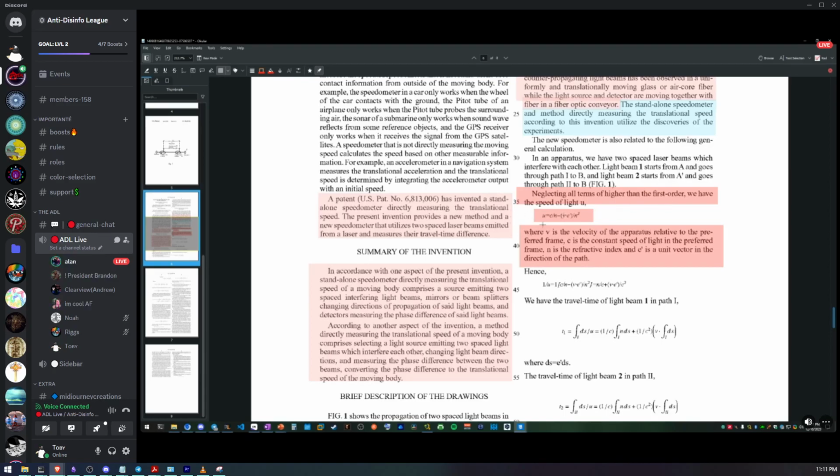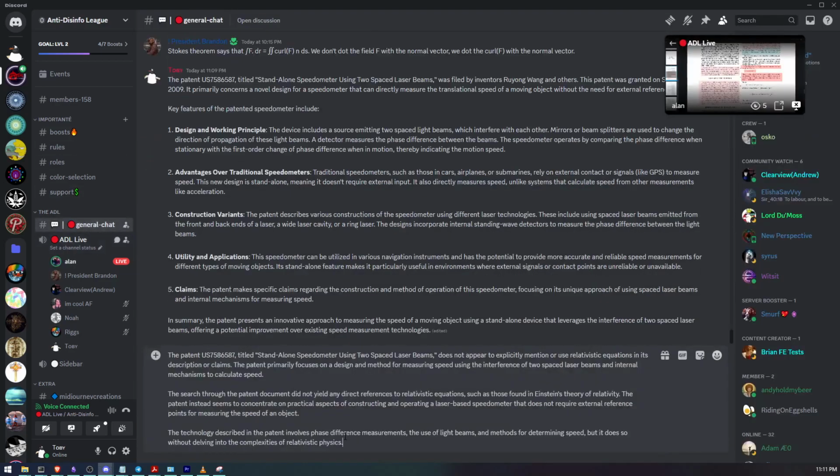All right, so where v is the velocity of the apparatus relative to the preferred frame, this is the absolute.